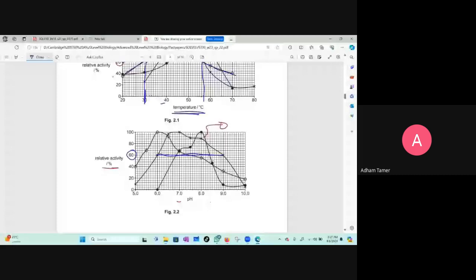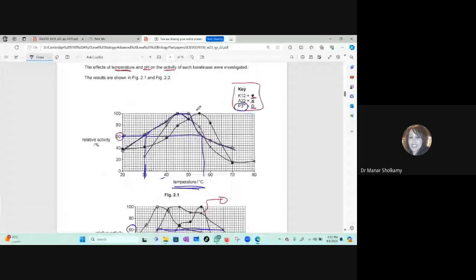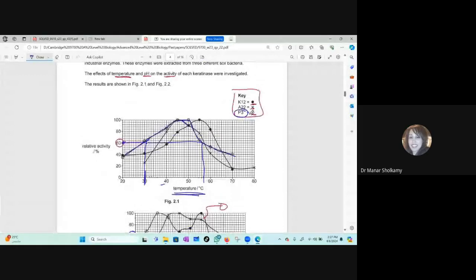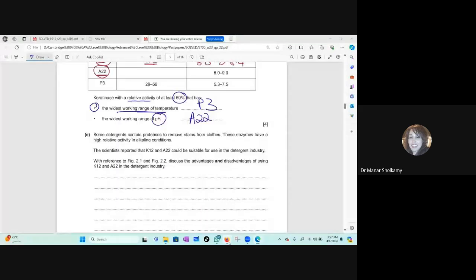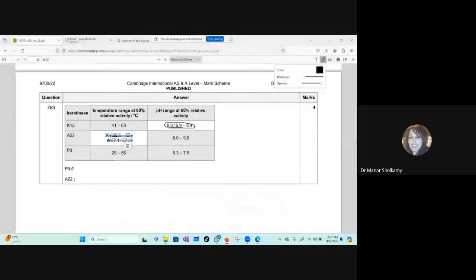The one with the X's. Yes, it's correct. The one with the axis has the widest range, and the one with the axis is the A22 enzyme. Let's see if we are wrong or we are right. P3 and A22. Very good. So we're doing a good job.